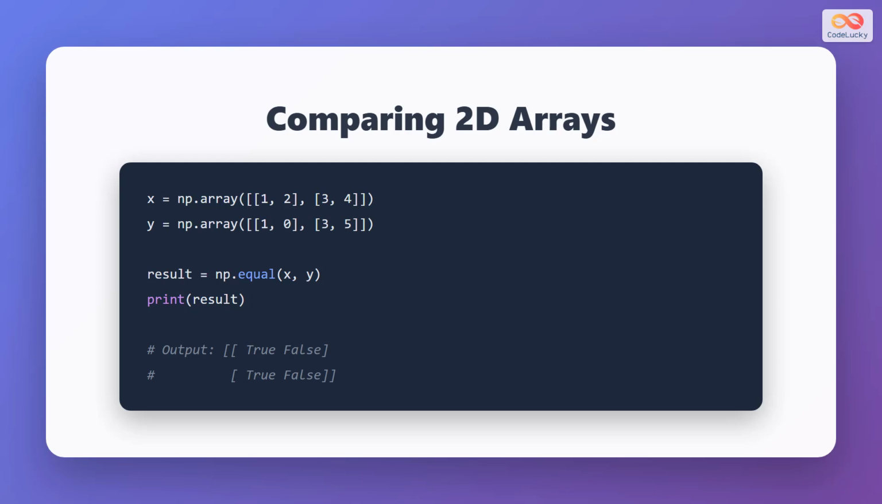np.equal works seamlessly with multi-dimensional arrays. Here we have two 2x2 matrices. X contains 1, 2 in the first row and 3, 4 in the second row. Matrix Y contains 1, 0 in the first row and 3, 5 in the second row. The comparison returns a 2x2 Boolean array showing true where elements match and false where they don't.